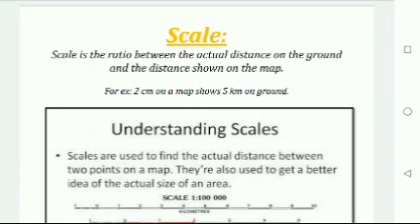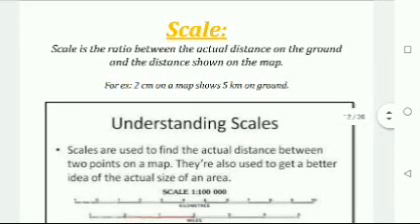So it means if we see that the distance between two areas is 2 centimeters on the map, but on the real ground this 2 centimeters makes up 5 kilometers. So scales are used to find the actual distance between two points of the map, because in real life you cannot draw two places 2 kilometers apart in just a map. So scale gives you a real view of the actual size of the area that is being shown.